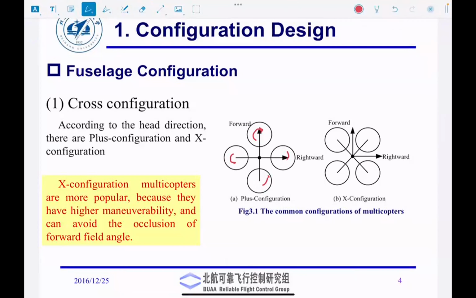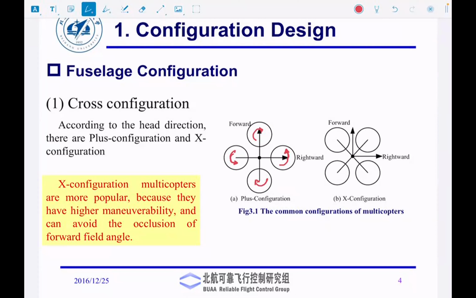So if this is clockwise, this is going to be counterclockwise. Basically you would have one pair going clockwise and one pair going counterclockwise. So if this is going clockwise, this is going to go counterclockwise, this is going to go counterclockwise. So that is the way. This is called the plus configuration. You could also have the X configuration.